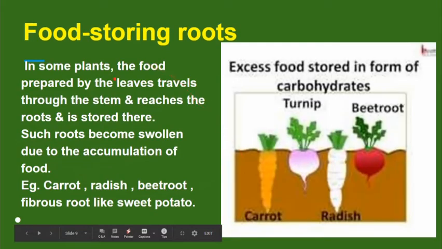In some plants, the food is prepared by the leaves. It travels through the stem and reaches the root and is stored there. Such roots become swollen due to the accumulation of food. The excess food is stored in the form of carbohydrate. So when you see carrot, radish, beetroot, etc., you can see the excess food prepared in the body stored in the form of carbohydrate. So this is called the food storing roots.